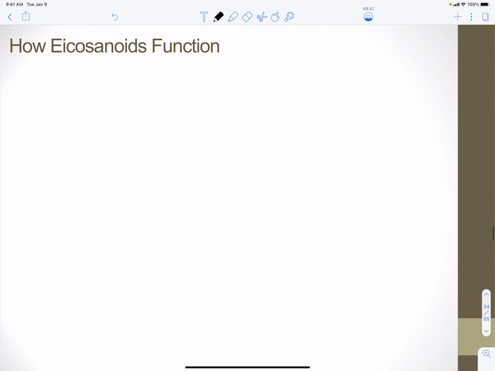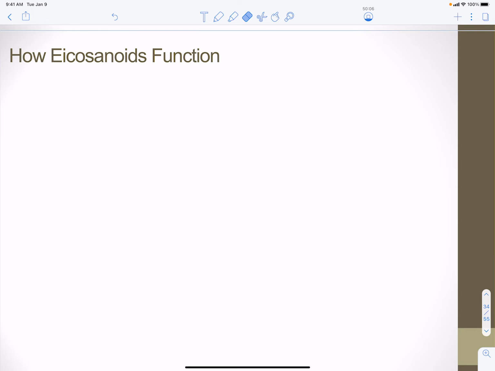So let's just talk a little bit about how icosanoids actually function. What is their action? Now you have icosanoid receptors, and icosanoid receptors are going to have either activating or inhibiting functions. So they are G protein receptors.